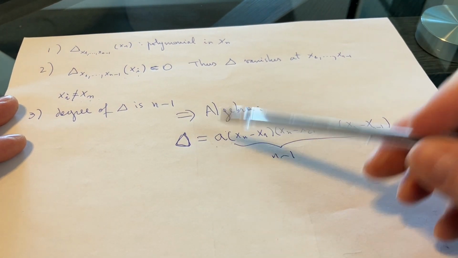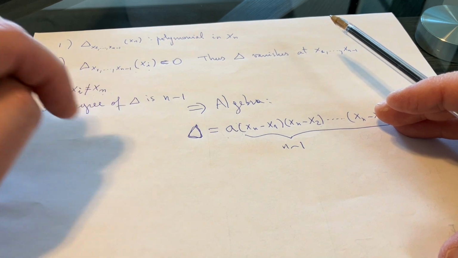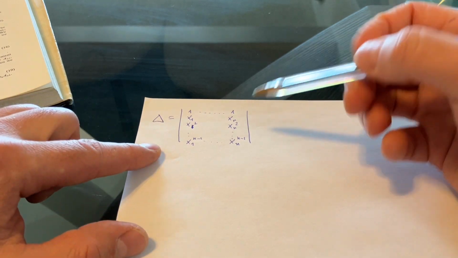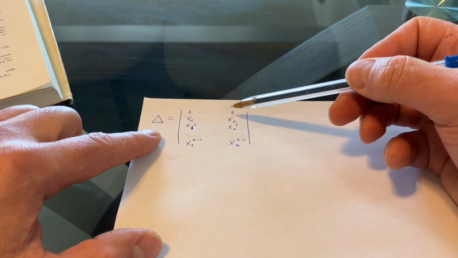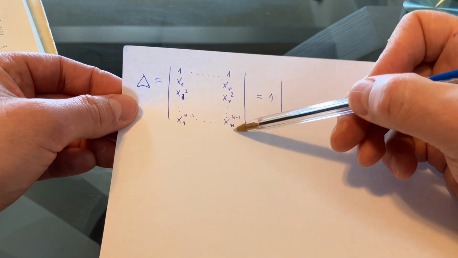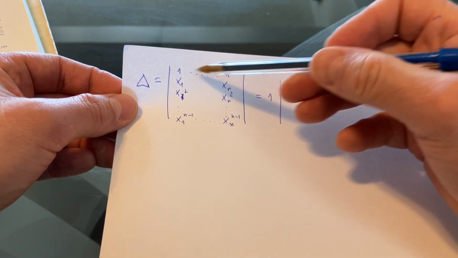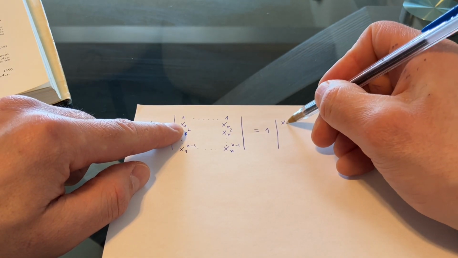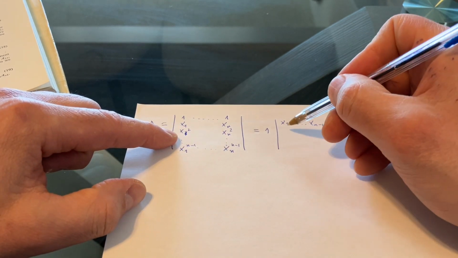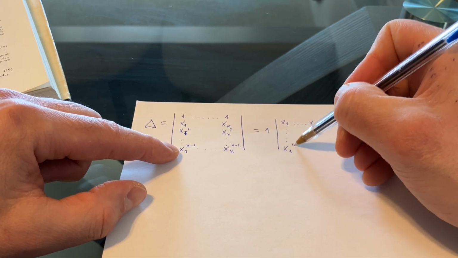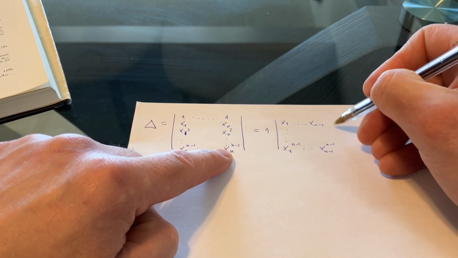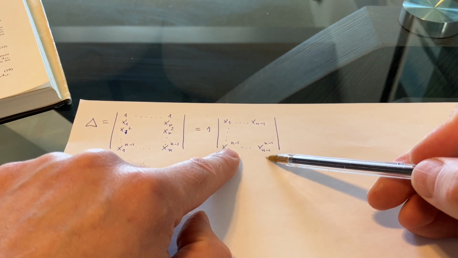To determine A, we're going to expand the Vandermonde determinant with respect to the last column down here. I'm going to put my finger down here and delete this column and the first row. What do I get there? I get x1, x2, all the way up to xn minus 1, then x1 power n minus 1, xn minus 1 power n minus 1 down here. So I get a subdeterminant down there.